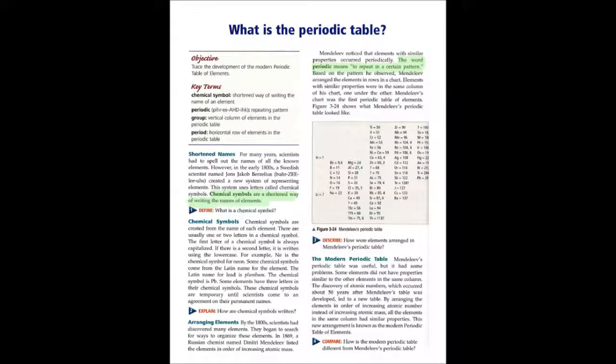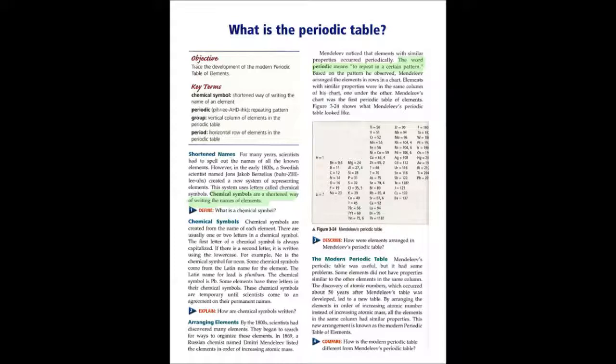What is the periodic table? Objective: trace the development of the modern periodic table of elements. Key terms: chemical symbol, a shortened way of writing the name of an element. Periodic, repeating pattern. Group, a vertical column of elements in the periodic table. Period, a horizontal row of elements in the periodic table.